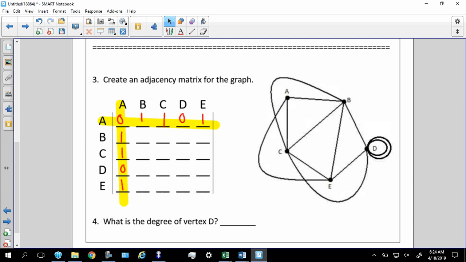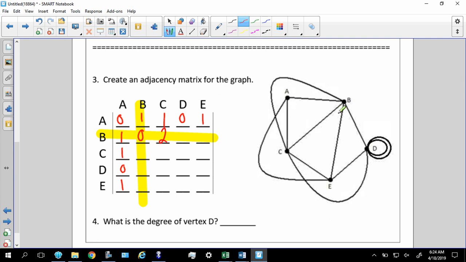So next one, I'll just go ahead and move them. B to A, we already have it written down. There's no loop for B. B and C are connected twice. B and D, they're connected once. B and E, I think that is going to be 1 time. So that's a 2, 1, 1. And again, you don't have to do it this way. I'm doing this to save a little time and show you something different here.